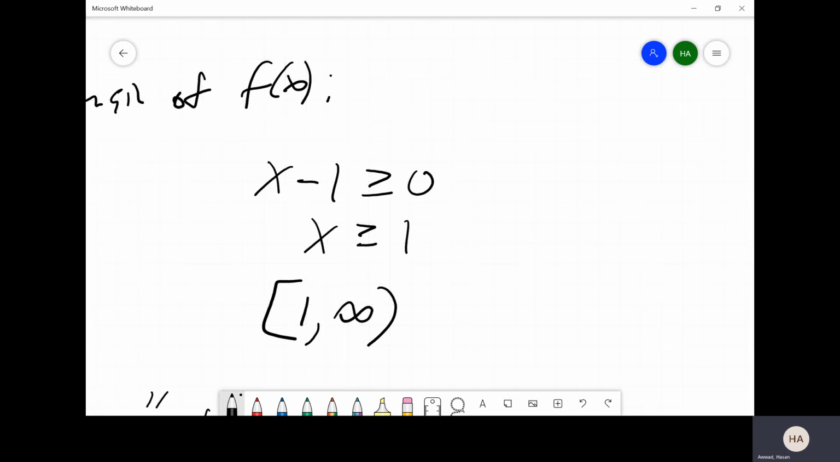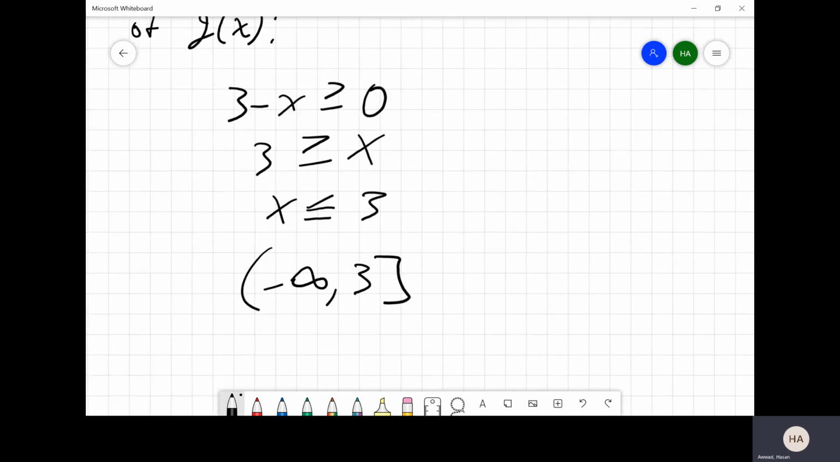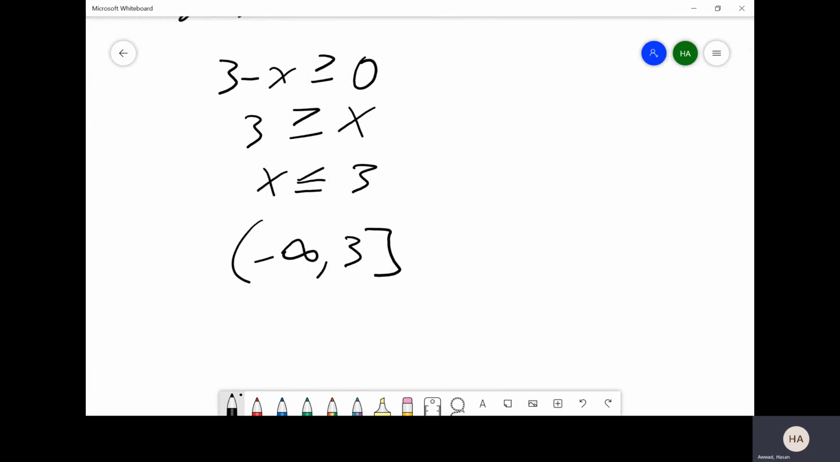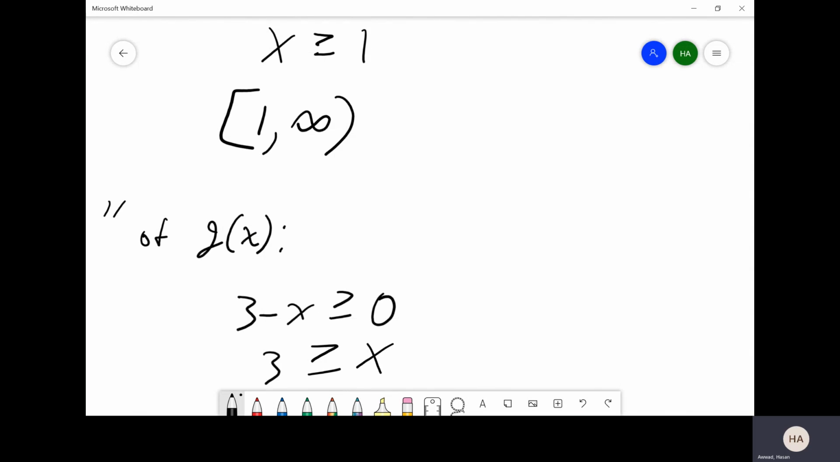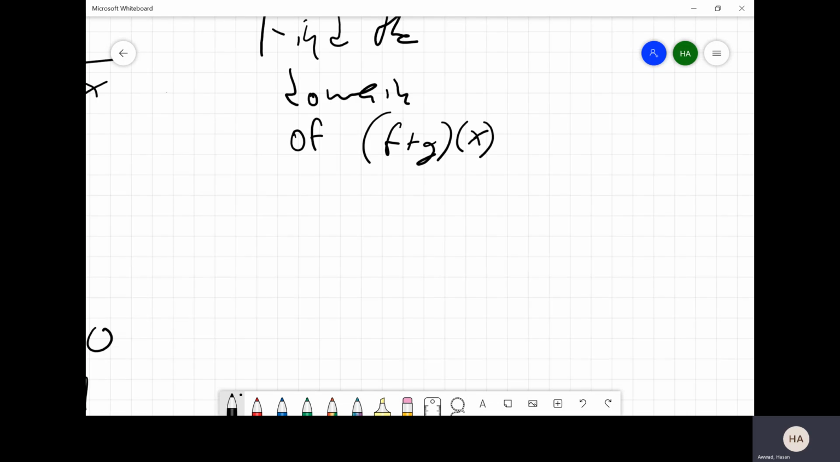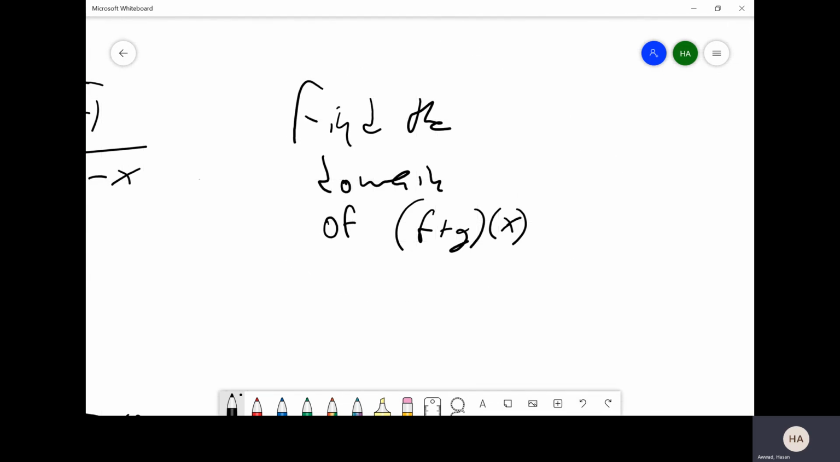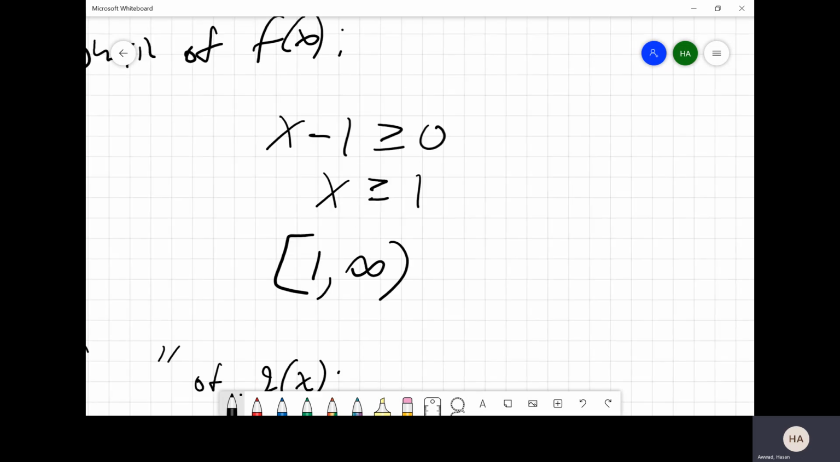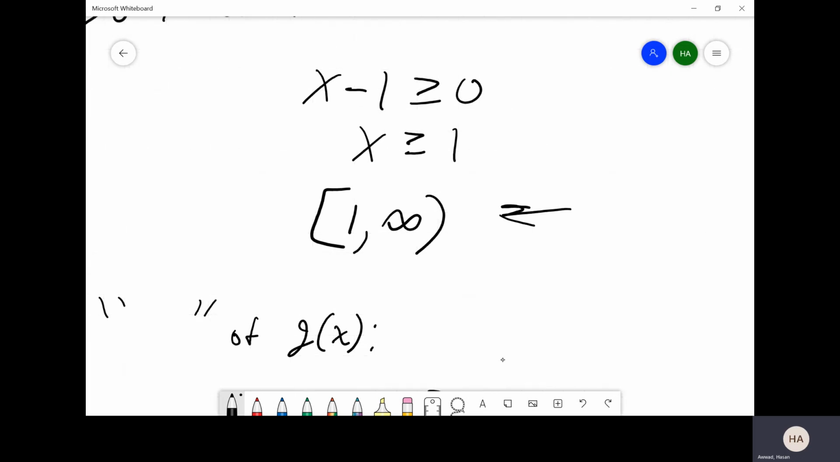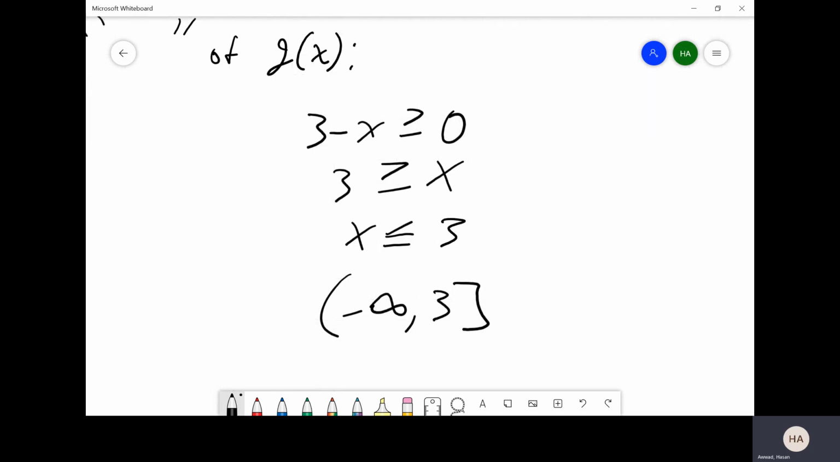So fantastic. We have now solved for our two domains. We have a domain that goes from negative infinity to 3, and we also have another domain that is from 1 to infinity. And our job here is to figure out the domain of f plus g of x. So remember, our goal here is still this piece right here. And the way that we figure out the domain of that is seeing and identifying the points at which these two domains agree. So this one right here and this one right here.